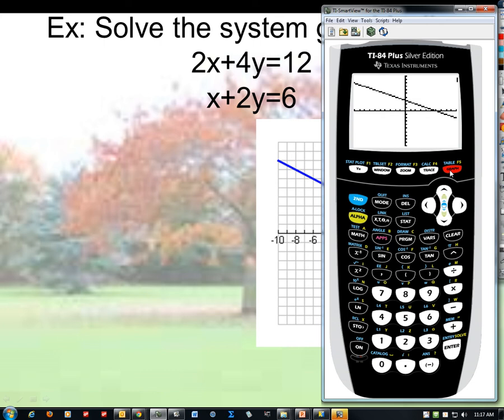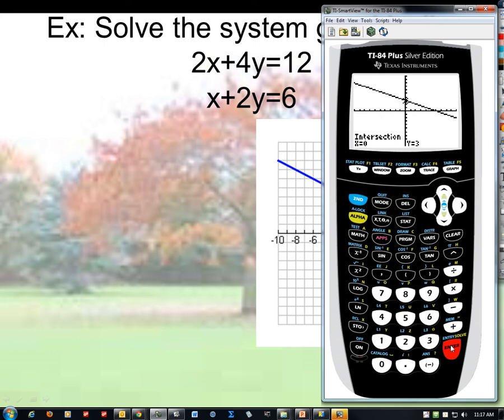If I just go second, calc, intersect, enter, enter, enter, and it gives me a point that's on the line, then that tells me that they must be overlapping. Because if the other one were off the screen, it wouldn't have done that. It would have given me an error message. Remember, the intersection has to be on the screen for the calculator to be able to find it.